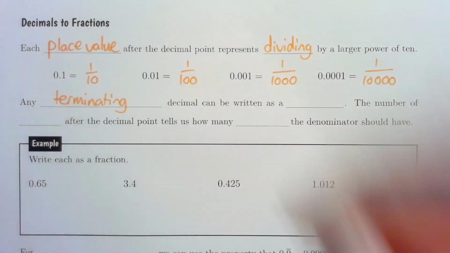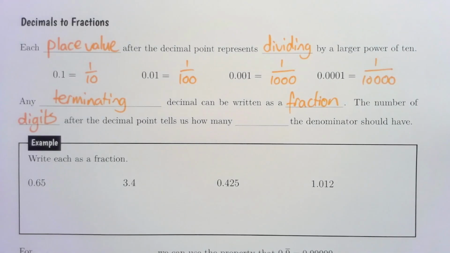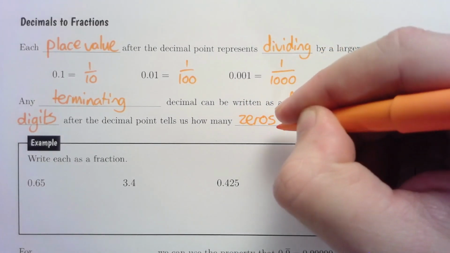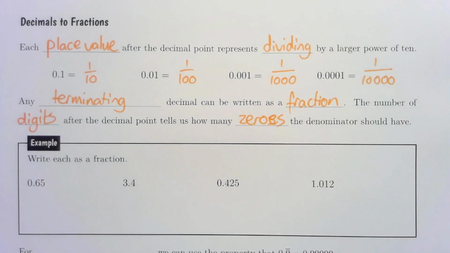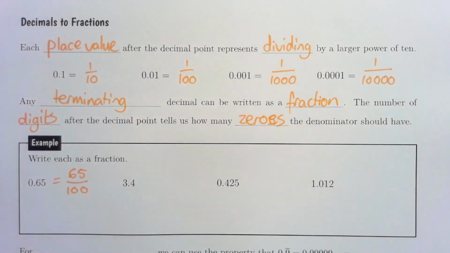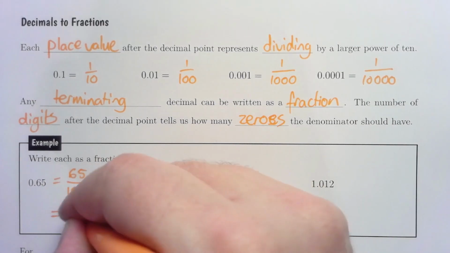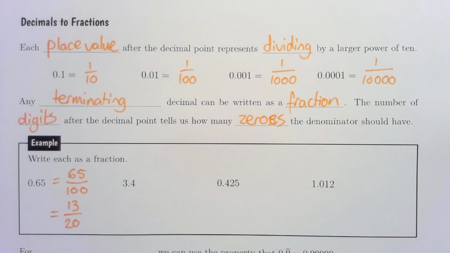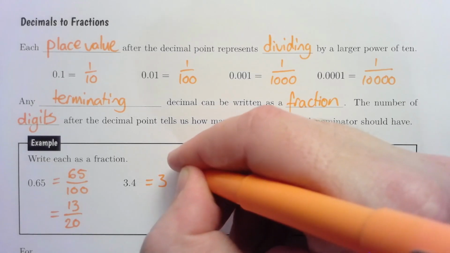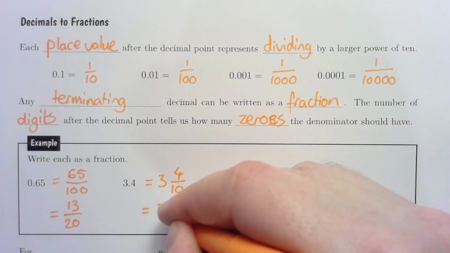Now using this, we can write any terminating decimal as a fraction. The number of digits after the decimal point tells us how many zeros the denominator should have. So if we have 0.65, this is the same as 65 100ths. We can simplify this fraction because both 65 and 100 have a common factor of 5, so that is 13 20ths. 3.4 is the same as 3 and 4 tenths, which is the same as 3 and 2 fifths.